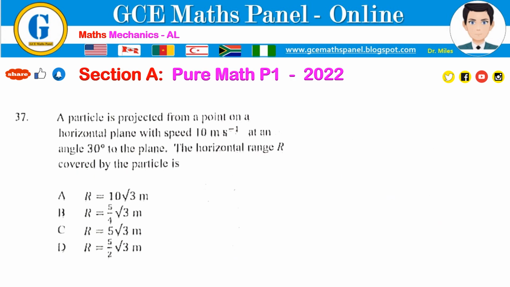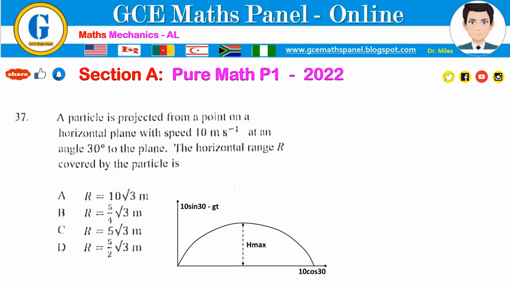So question 37. A particle is projected from a point A on a horizontal plane with speed 10 meters per second at an angle of 30 degrees to the plane. The horizontal range covered by the particle is. So for this type of question, you can just make a sketch. This is the particle that is projected at this point here.